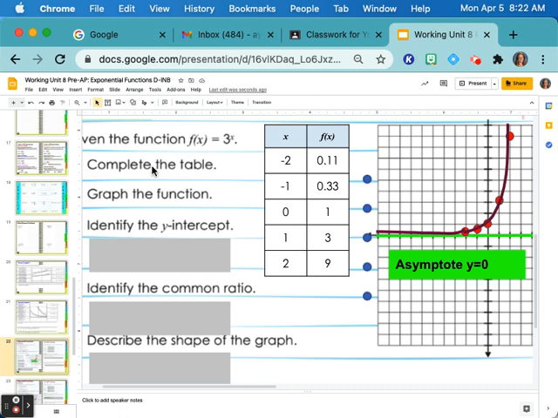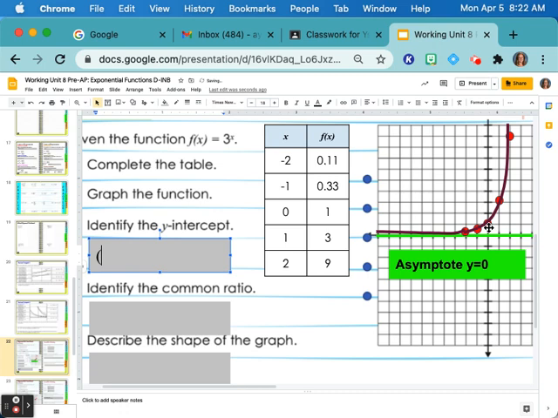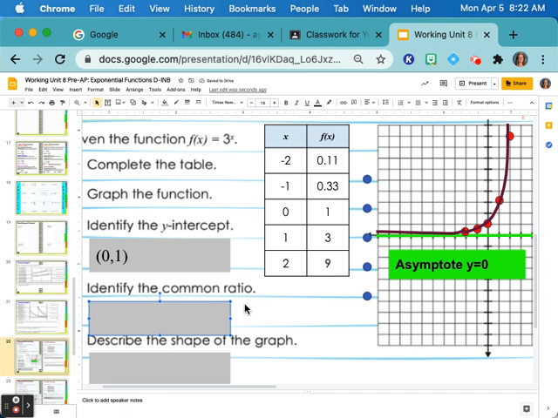Identify the y-intercept. So we have completed the table, graph the function, identify the y-intercept. So where does it cross the y-axis? At 1. So it'd be 0, 1. Identify the common ratio. What are the numbers moving by? 3. 3 is our common ratio.